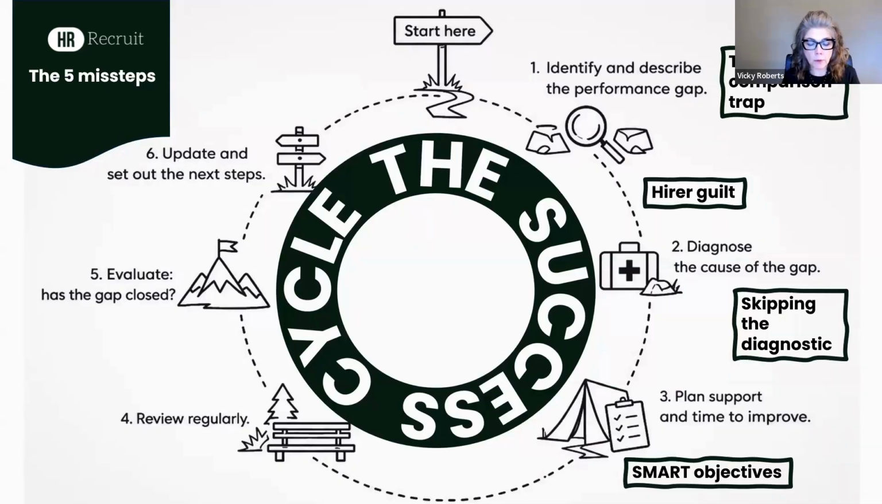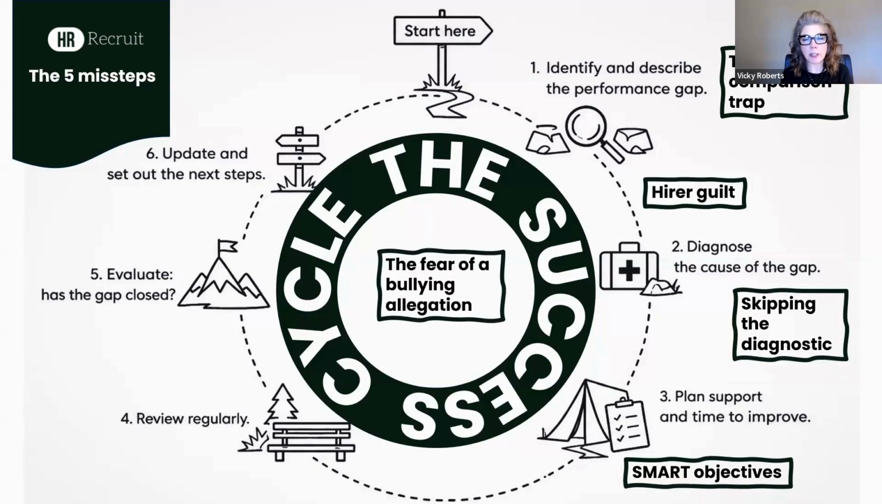And then the fear of a bullying allegation, for me, sits dead in the centre. If someone is following this cycle around and taking each of these steps, then it's going to be quite challenging for a team member to be able to substantiate an allegation that bullying has occurred. They might feel it, there might be an emotional reaction to it, but substantively, in terms of any evidence of bullying, it just isn't going to be there. So the technique that I'm going to share with you around the fear of a bullying allegation is all about giving that manager confidence in their right to manage performance.